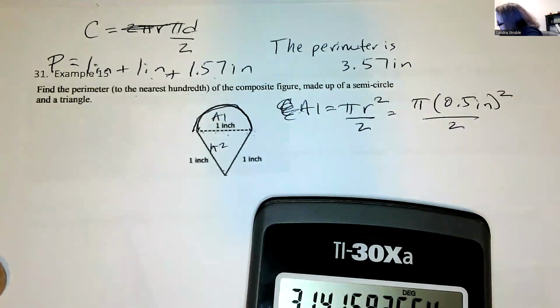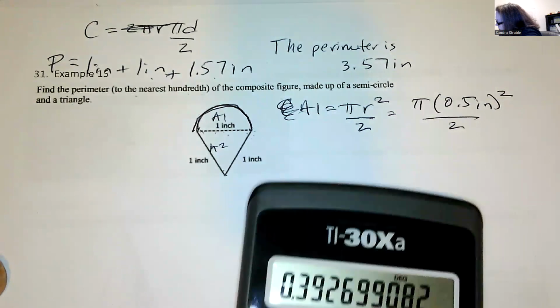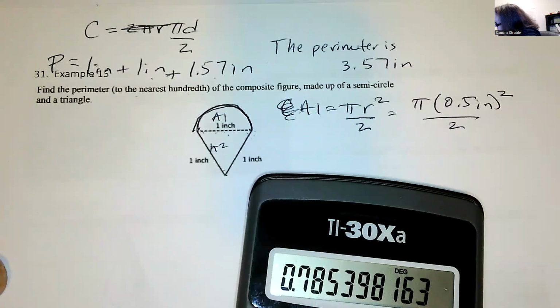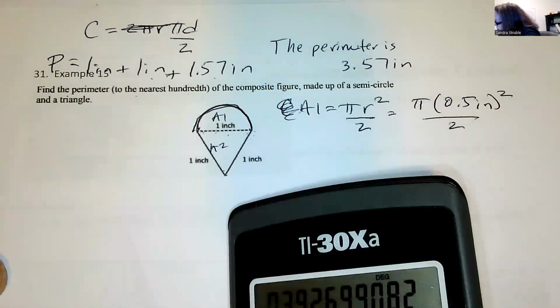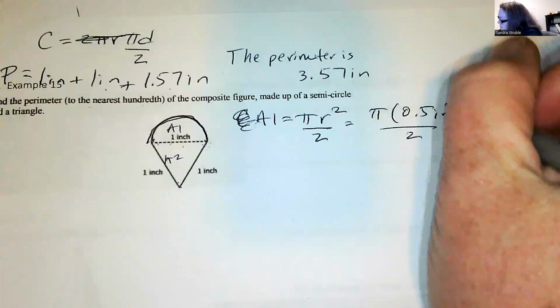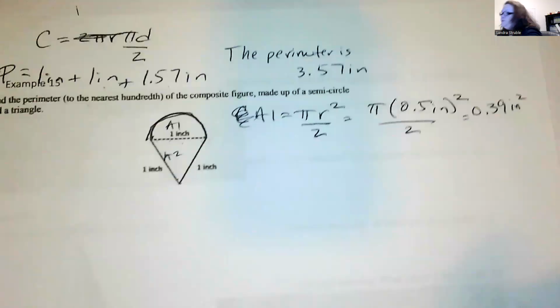So pi, well, I can't do that. I have to do 0.5 squared times pi equals, and then divided by 2 equals 0.39. I want to check that one more time. 0.5 squared times pi, divided by 2. Yep, 0.39. We're rounding to the hundredths, so 0.39 is what we'll go with on that. So area 1 is 0.39 inches squared.